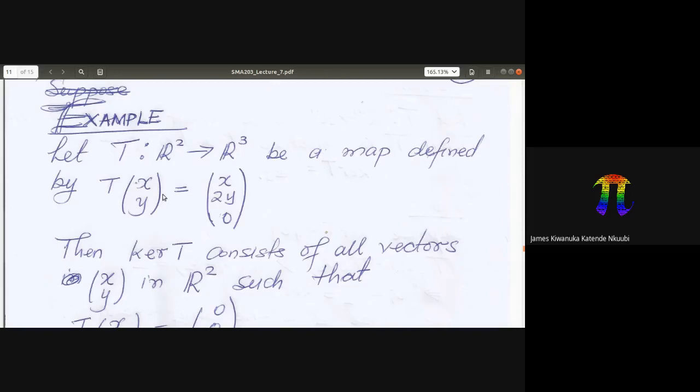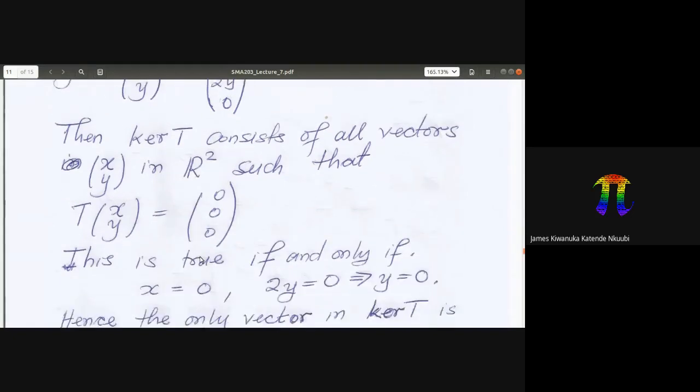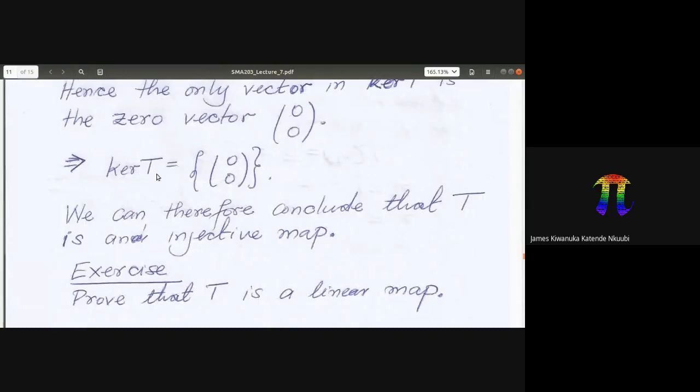If you look at this carefully, you can see that if x or y is not 0, then there is no way that this vector will be 0. So the only vector that is mapped onto 0 is where both x and y are 0. And therefore, the only vector in the kernel is the 0 vector, which is what we state at the bottom. So the kernel here consists only of the 0 vector.